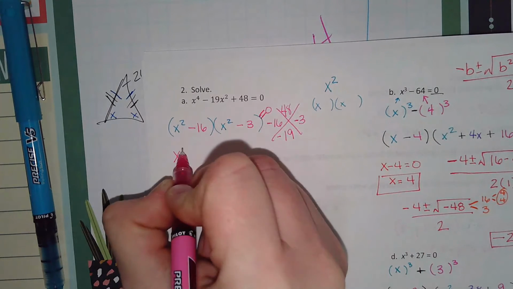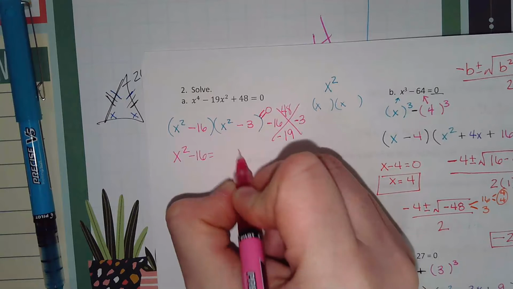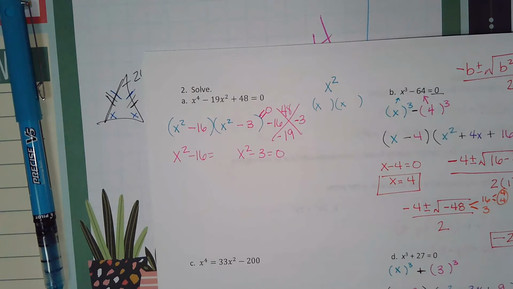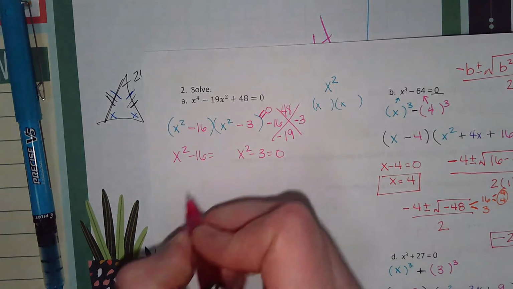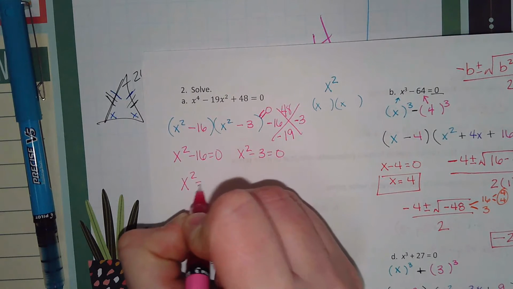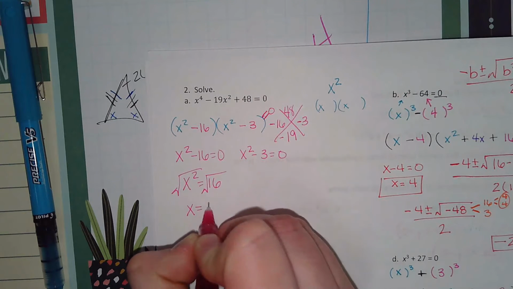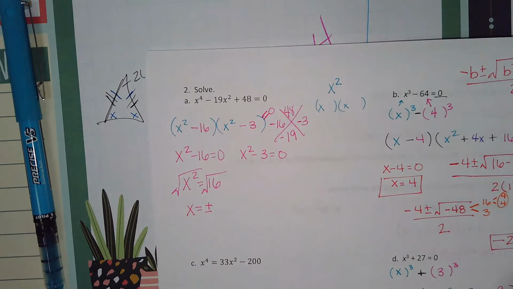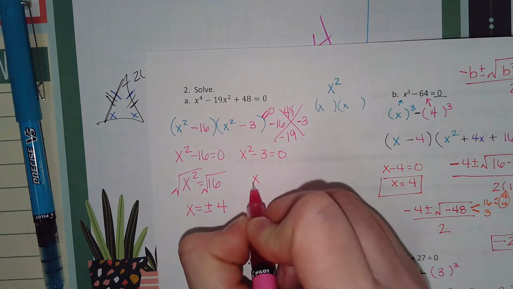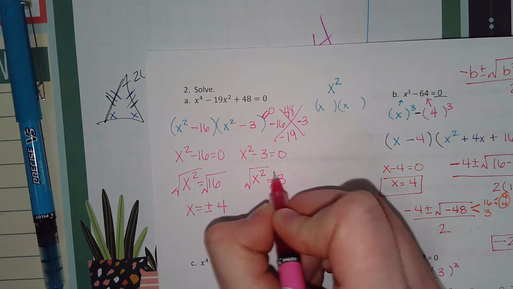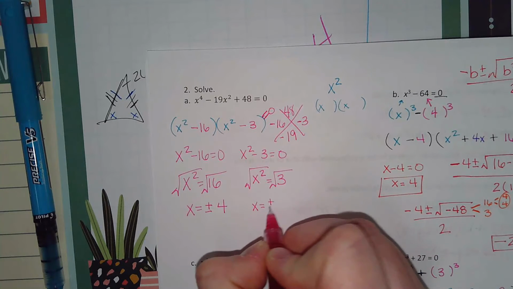So we're going to take x squared minus 16 equals 0 and x squared minus 3 equals 0. If you wanted to factor, you could, but what could you do instead? Just solve it. X squared equals 16. Square root, bless you. What's the square root of 16? 4. X squared equals 3. Square root both sides. X equals plus or minus the square root of 3.